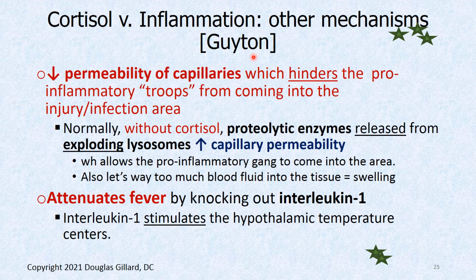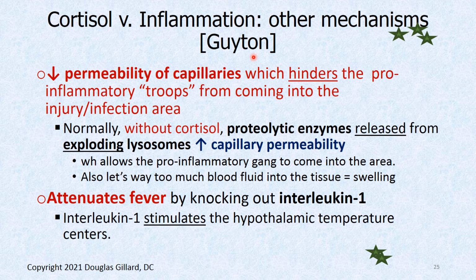If you decrease capillary permeability, then it's not going to let some of the troops come in, because we're trying to calm down this inflammation. The battle is over, but the inflammation is raging on, so we don't want more troops coming into the damaged tissue. So it keeps them in the blood.